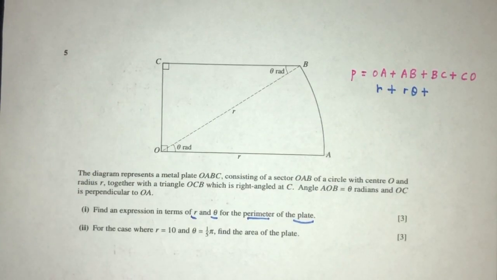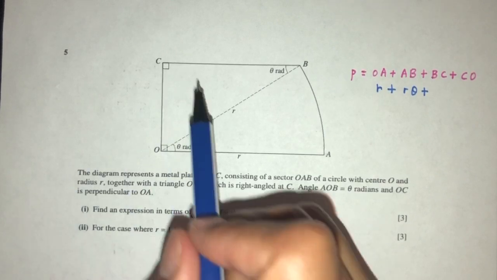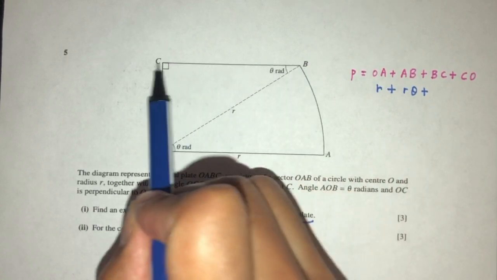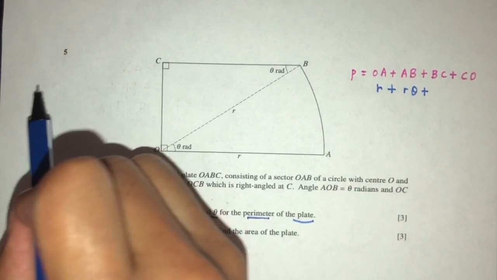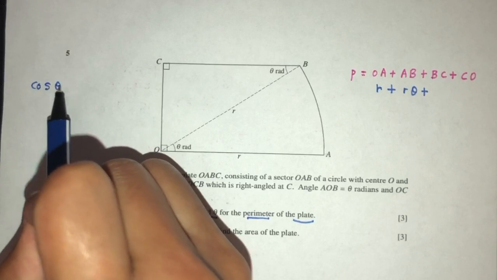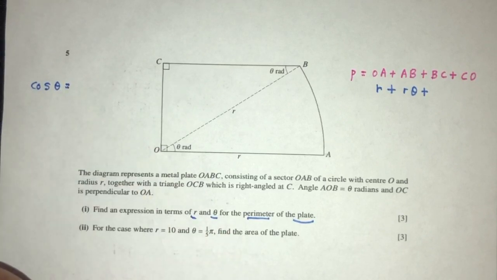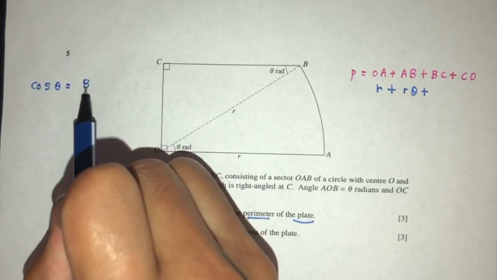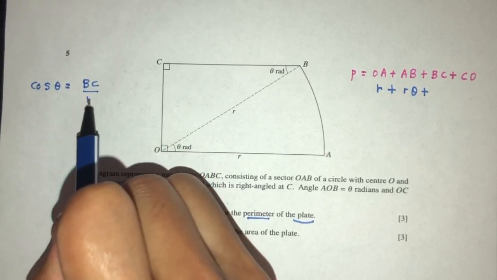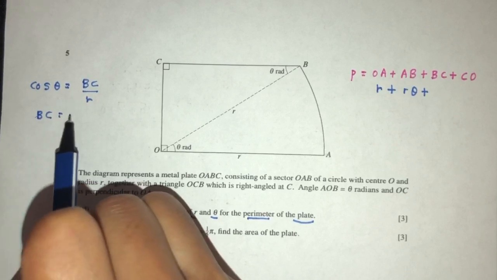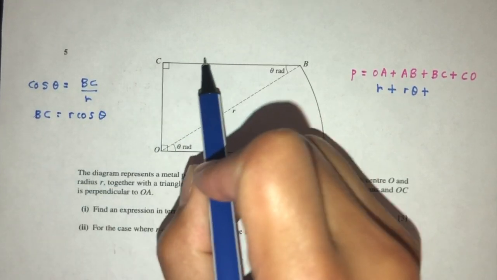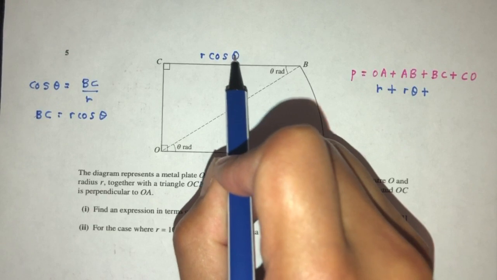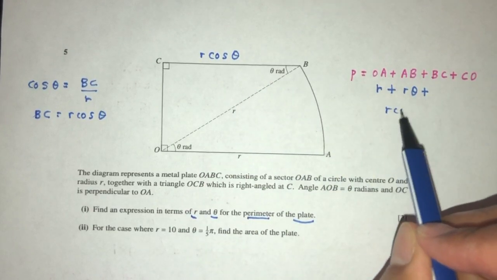So let's observe. We can find this by using SOHCAHTOA, because we have a right angle triangle. This is my A side, this is my H side, so we can use cos. Cos of the angle will be the A side, which is BC, over the value of R. So BC will be R cos theta.